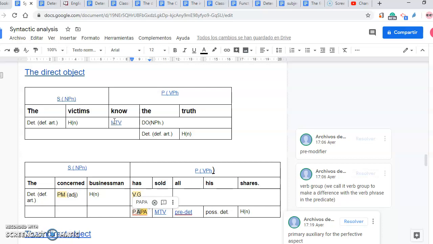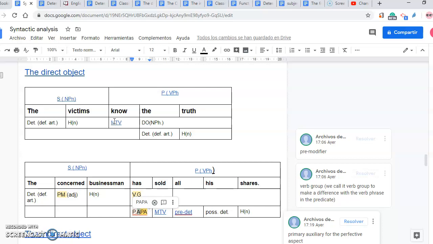So the victims know the truth. The victims is the subject, know the truth is the predicate. Subject is the function, the category is noun phrase. Predicate is the function, verb phrase is the category. That is to say, it is what it is morphologically. The is a determiner, definite article, and victims is the head noun. Know is a monotransitive verb, and the transitivity goes to the truth.